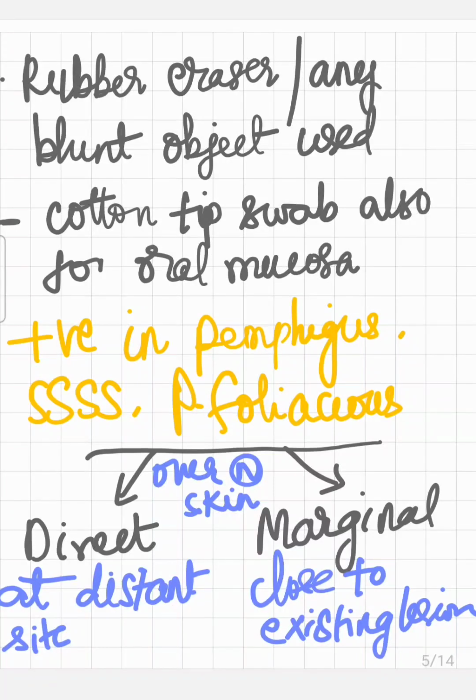Now if you try to elicit this sign over normal skin, it leads to two other variants known as direct Nikolsky or marginal Nikolsky sign. Direct Nikolsky sign is seen when you try to elicit this sign at a normal looking skin at a site distant from the site of the blisters. However, if you are trying to elicit this sign at a normal looking skin which is closer to the already existing blisters, then it is called marginal Nikolsky sign.